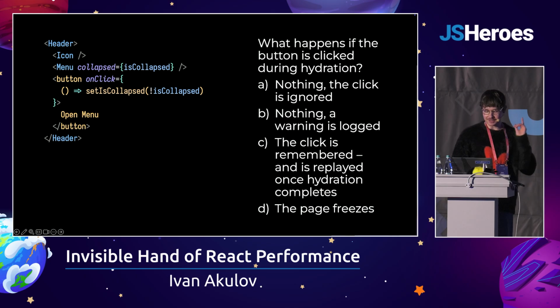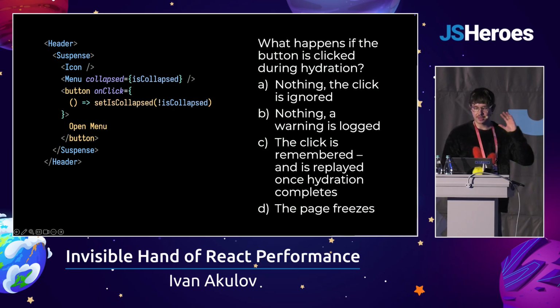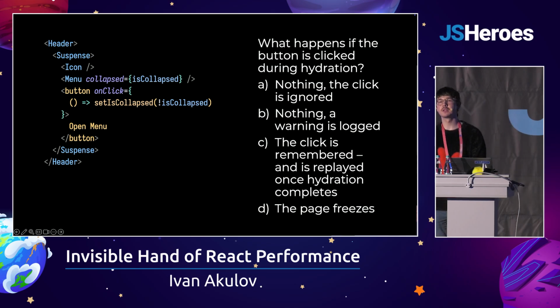Okay, but here's another quiz. Let's say I have the same app, same question, but this time the insides of header are wrapped with Suspense. What would happen to the page then? Again, the same four options. A, nothing, the click is ignored. B, nothing, the warning is logged. C, the click is remembered and is replayed. And D, the page freezes. Same app, but now it has Suspense.